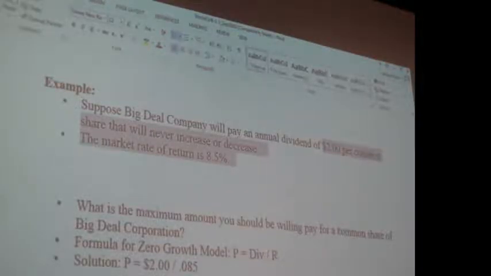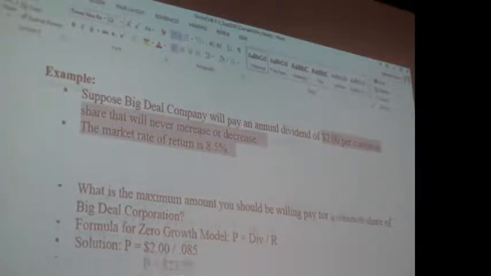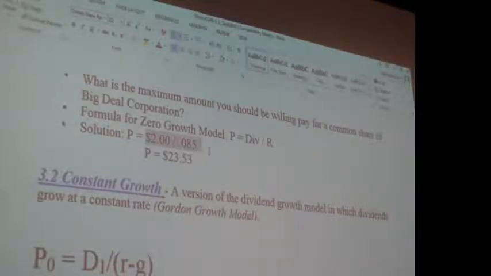So this example is a zero growth example because it says dividend is $2 and it remains fixed at $2 forever. Market rate of return is 8.5%. How do we solve this problem? We just take the $2 divided by 8.5% and our price comes out to be $23.53. Yes or no? So P0 equal again D divided by R. Our D was 2, our R was 8.5%. We have the price as 23.53.